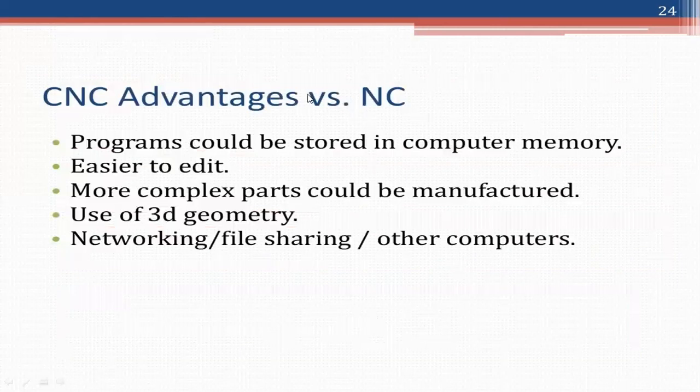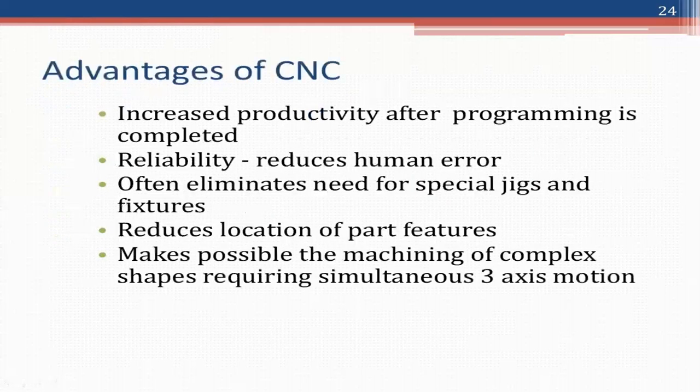Advantages of NC and CNC. The program can be stored in computer memory. It is easier to edit; we can edit the program easily. More complex parts can be manufactured. With the use of 3D geometry, we can develop many design shapes of products, and the files can be shared over the network with another computer. We can save the program, or share the files to other computers through chip models, etc.